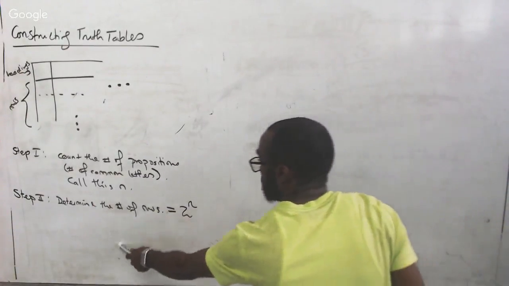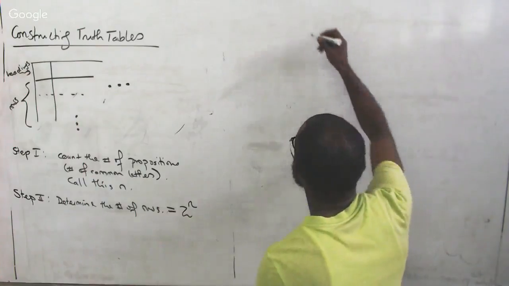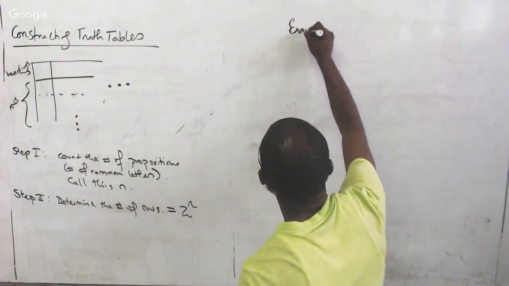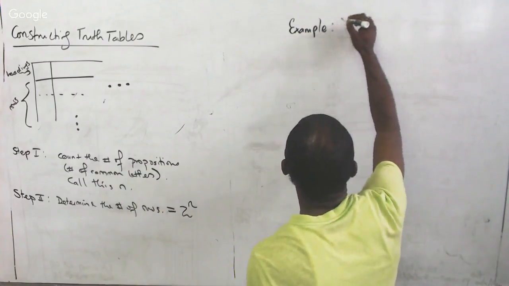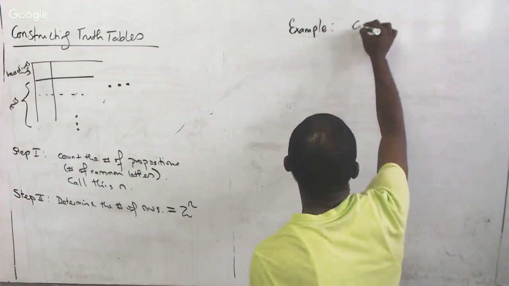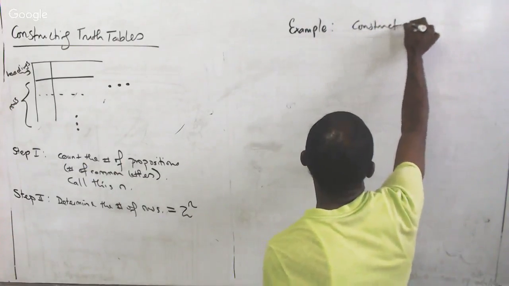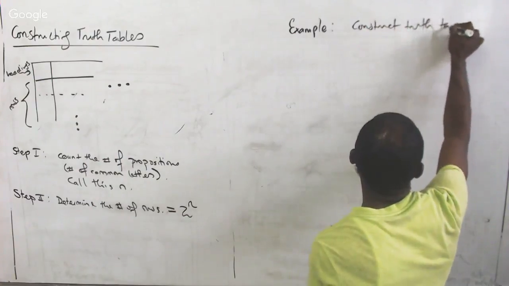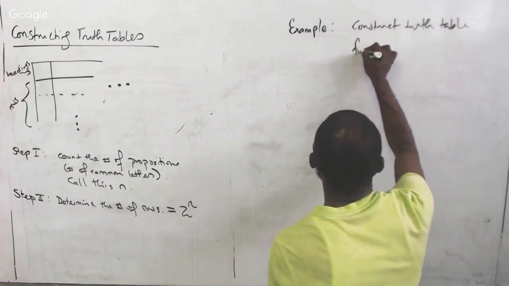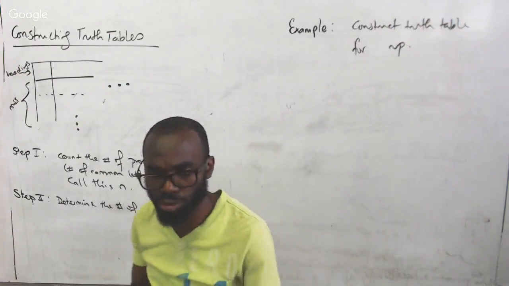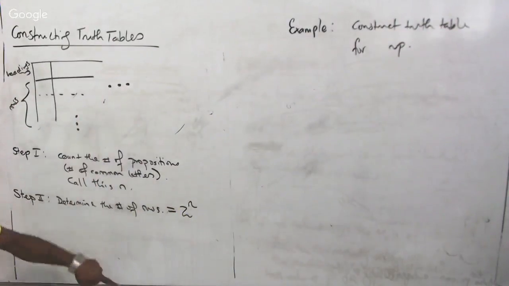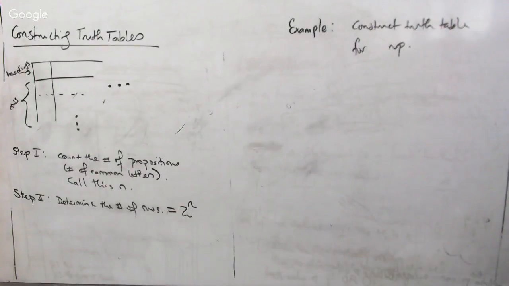So you're still leaving space, but below you need to write "Example." You're still leaving space because we have around 3 more rules. The example is: construct the truth table for negation. So don't write it yet. When I finish, you write everything. Just watch me for now.